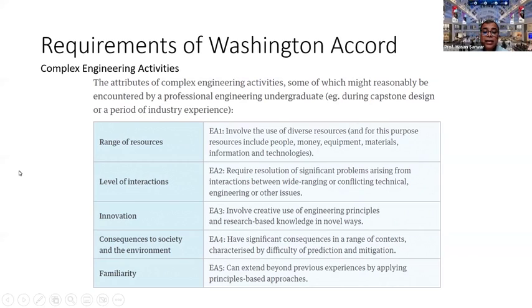And the level of interactions require resolution of significant problems arising from interactions between wide-ranging or conflicting technical, engineering, and other issues. Innovation involves creative use of engineering principles and research-based knowledge in novel ways. And the consequences to society and the environment is also important. So these are some characteristics of complex engineering activities, they have to conform or be aligned with this when they are selecting their project.